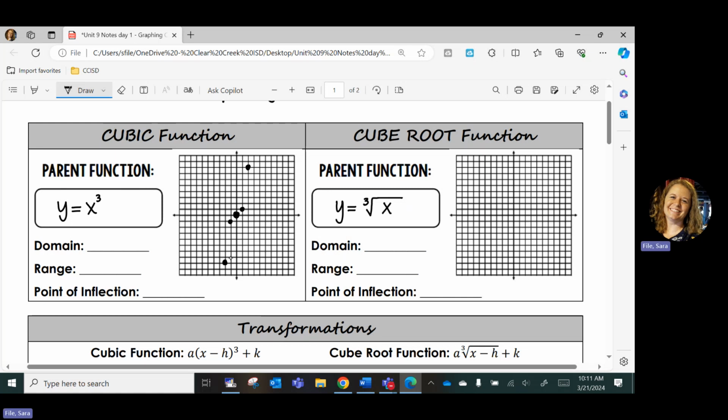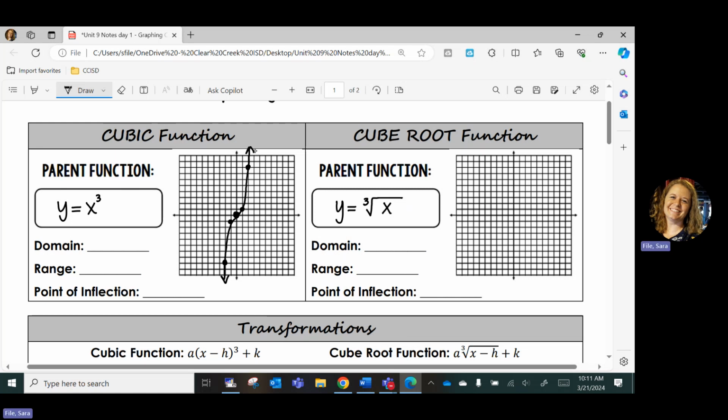Hopefully that kind of stirs some memories or recall, seeing those points plotted. The cubic function, it's not a straight line. There's no way to get a line through these 5 points. It is a curve. It's like that.